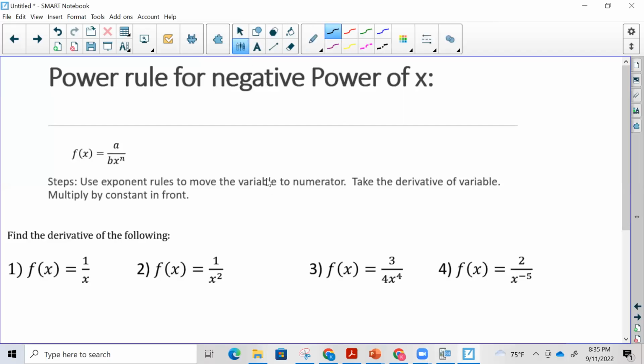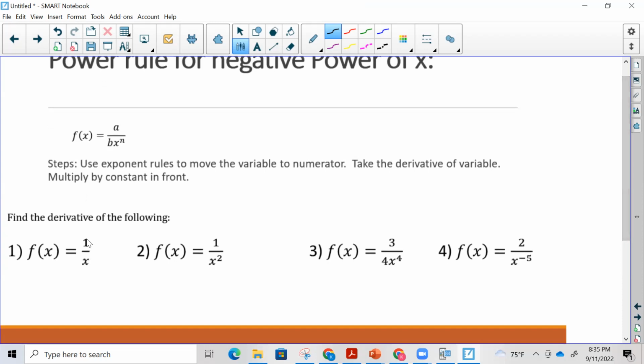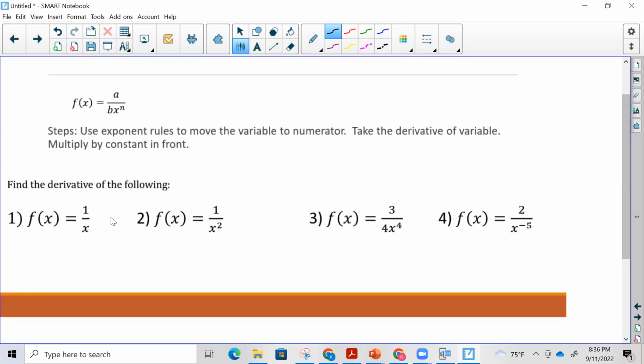So to continue with our power rule, we're going to look at how to use the power rule for a negative power of x. And this will happen whenever we have a number over x in the denominator. And so the numerator has to just be a number. There cannot be a variable in the numerator for this technique. Or if there is a variable, then you first need to, if you can, simplify the x's and then you can move it to the numerator.